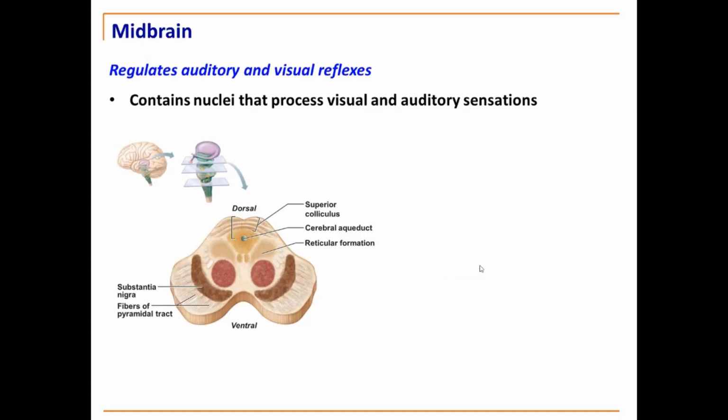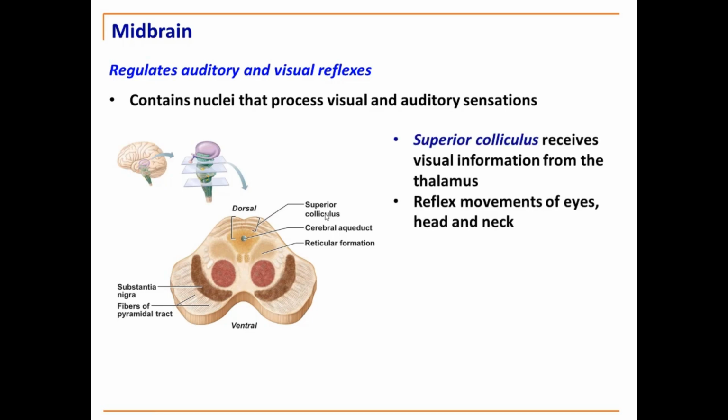Now we'll go on to the midbrain. So the midbrain helps to regulate auditory and visual reflexes. So in other words, there are reflex centers that are present there. So it's containing nuclei that process visual and auditory sensations. So here we can see where they are. You've got the superior colliculus there, and you've also got the inferior colliculus.